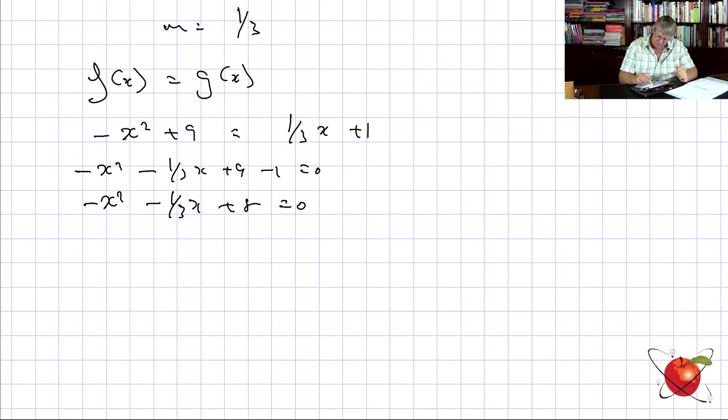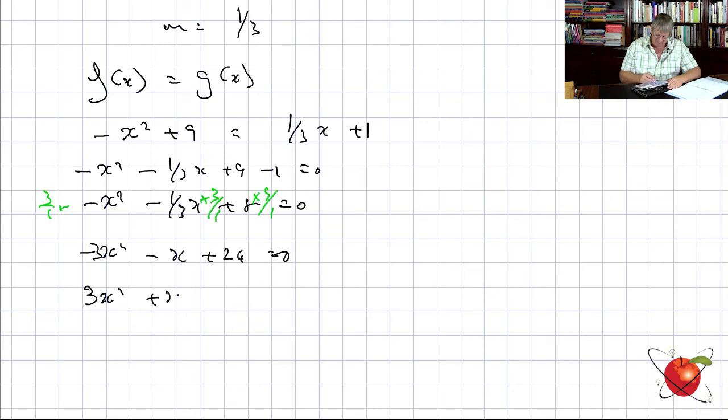We say 3 over 1 times each term. Remember we said we do that? That's why we do it, so that we don't forget it. Then the next step is that it becomes minus 3x squared minus x plus 24 equals 0. There's a 3 in front there. What do I do now? I multiply by minus 1 to get 3x squared plus x minus 24 equals 0.